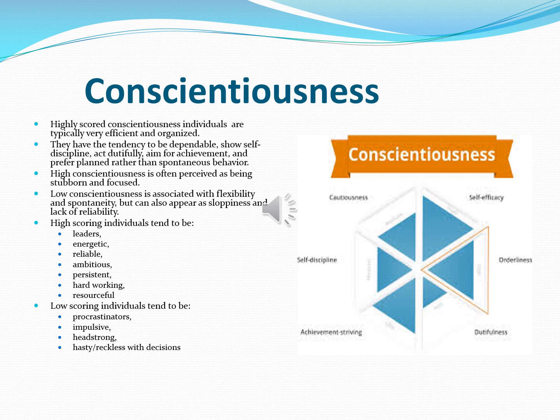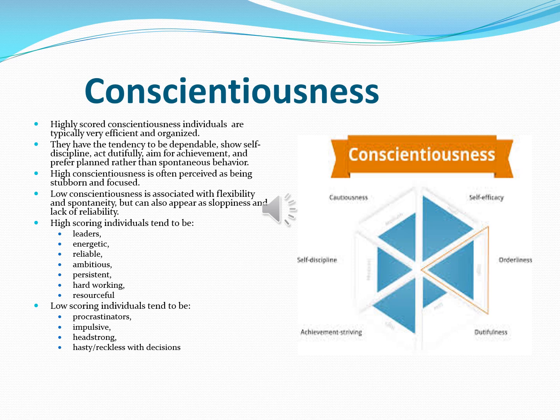High conscientiousness is often perceived as being stubborn and focused, and low conscientiousness is associated with flexibility and spontaneity, but can also appear as sloppiness and a lack of reliability. So let's see people who have high scores, what kind of characteristics they could have. They have more leadership qualities, and are energetic, reliable, ambitious, persistent, hardworking and resourceful.